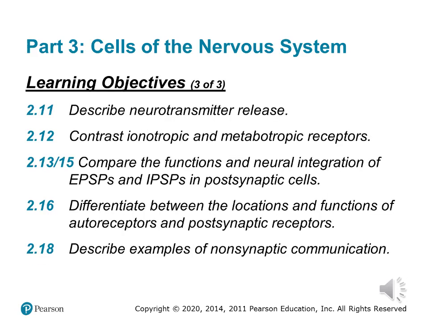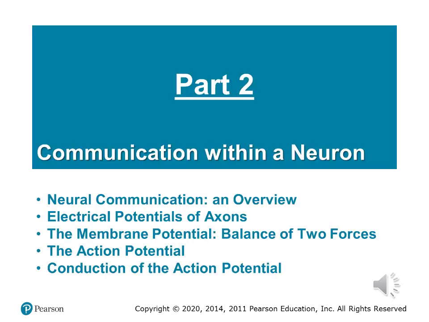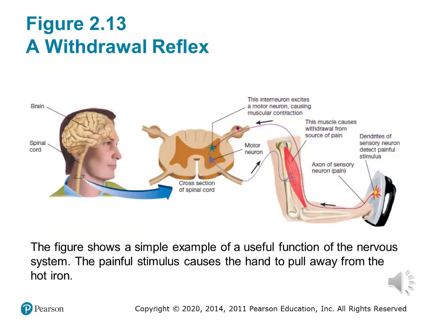In the next lecture, we will address learning objectives 2.11 through 2.18 listed here. So now on to the discussion of neural communication, the electrical potentials of axons, the membrane potential, the action potential, and its conduction. In this illustration from your textbook, you see the brain and spinal cord of a woman.